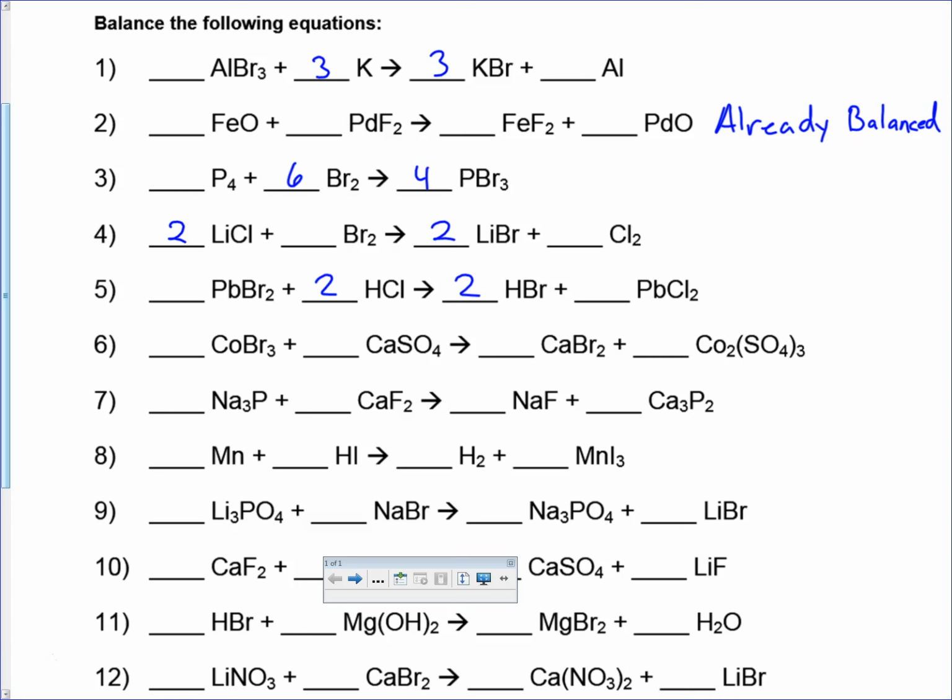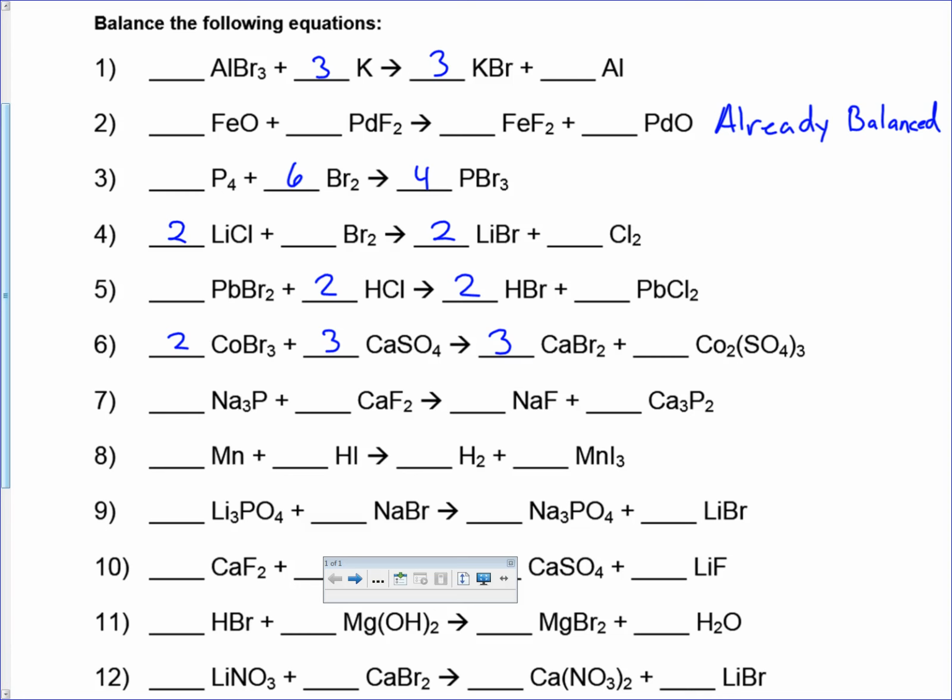Number 6, cobalts. So there's 2 cobalts on the right, so we need to put a 2 here to get the cobalts right. Bromines, we now have 6 there, so I need to put a 3 here to get that right. Calciums, now we got 3 on the right, so I put a 3 here to get 3 on the left. Sulfates, that SO4, I'll just leave it together. There's 3 here on the left, there are 3 on the right, so that one looks good. So it looks like this one is good and balanced.